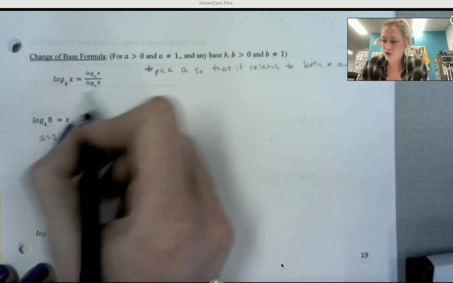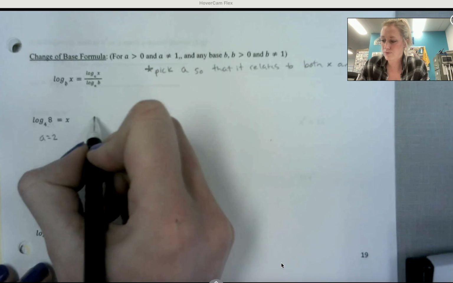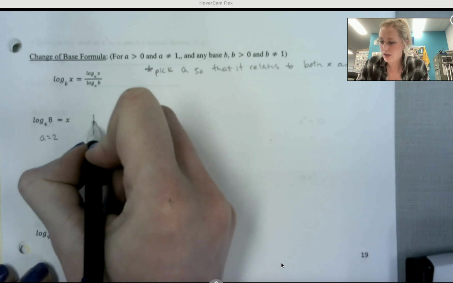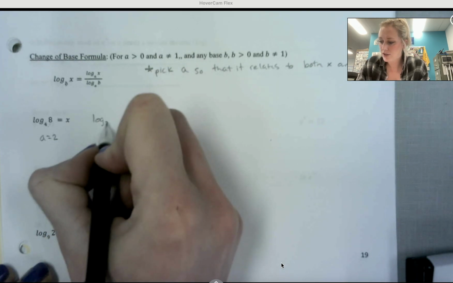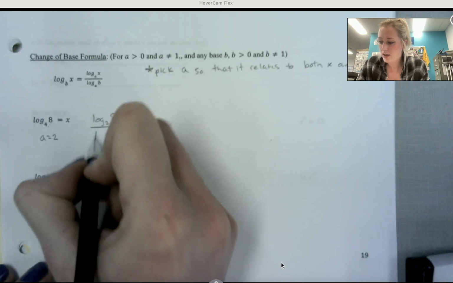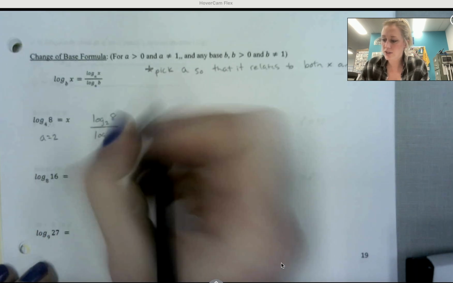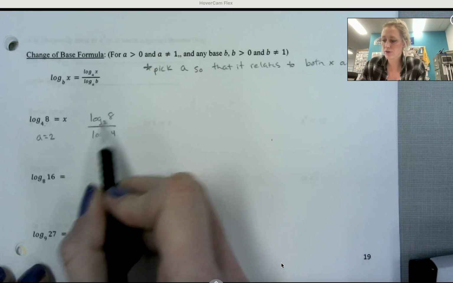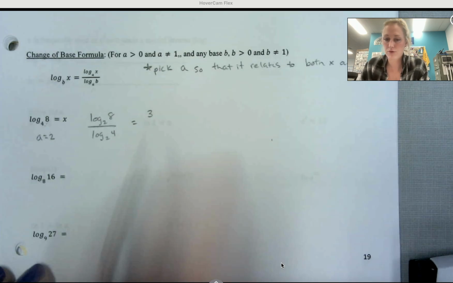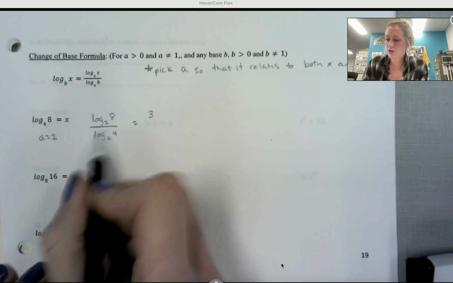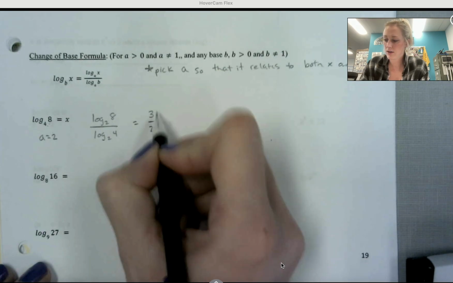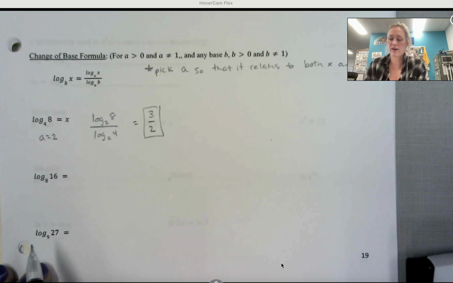So we're going to rewrite it just like this using log base 2: log base 2 of 8 over log base 2 of 4. We said 2 to the 3rd is 8, so 3 is what log base 2 of 8 equals. 2 squared is 4, so that is what the denominator equals.